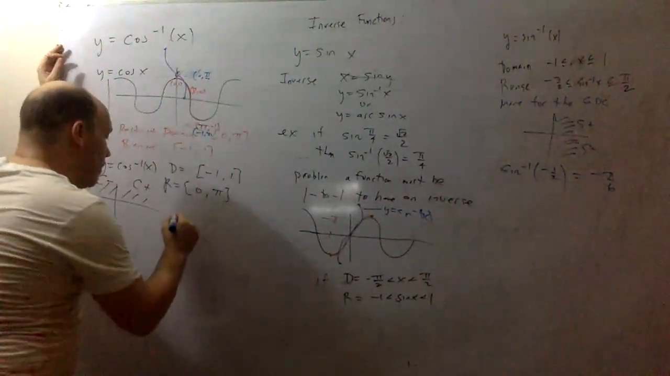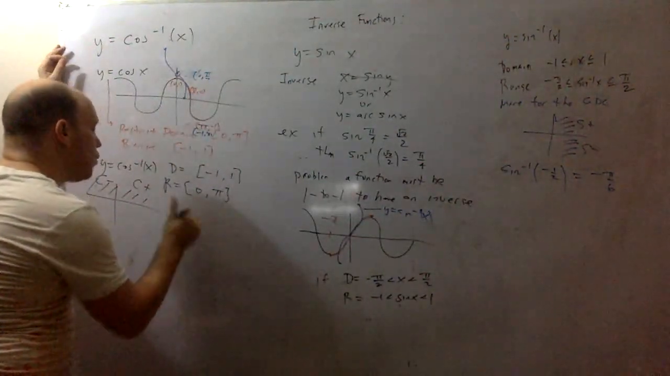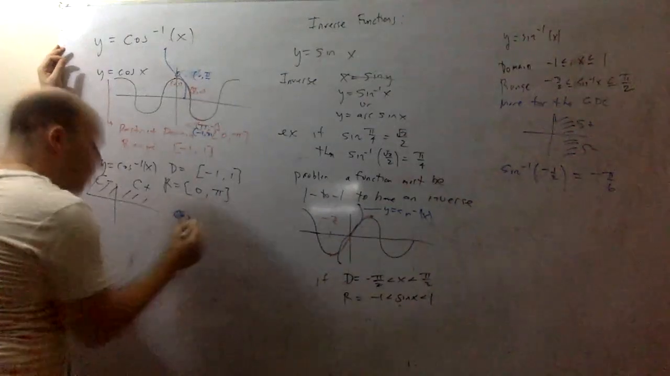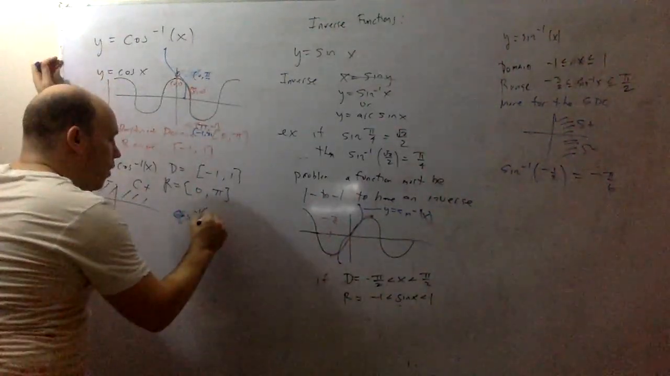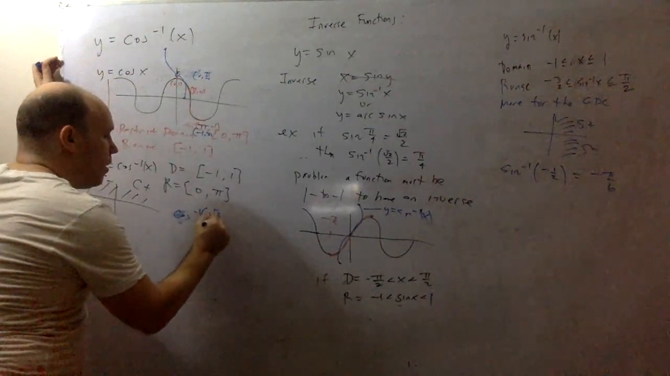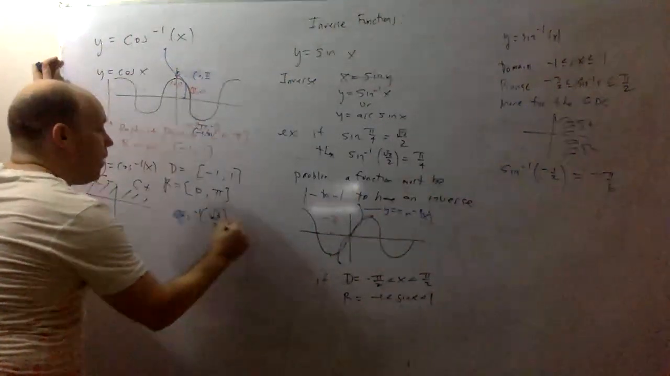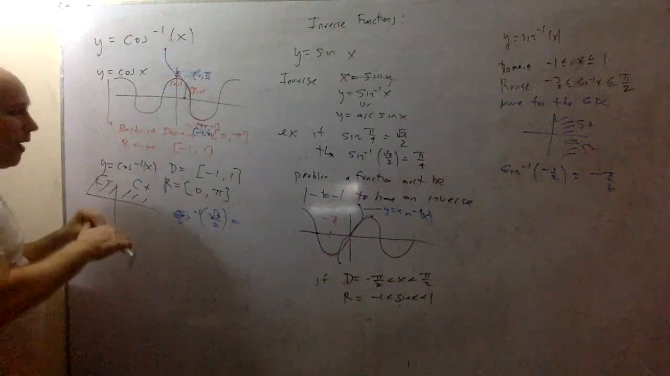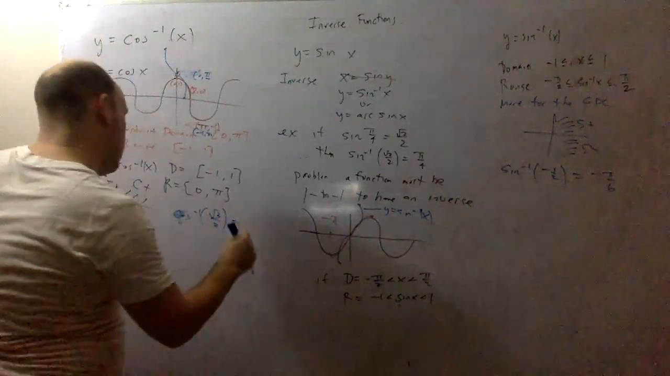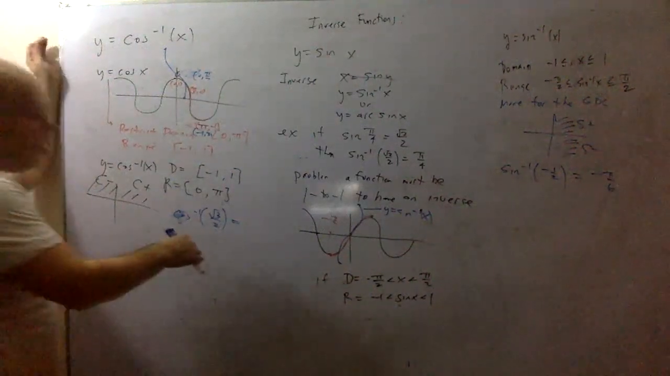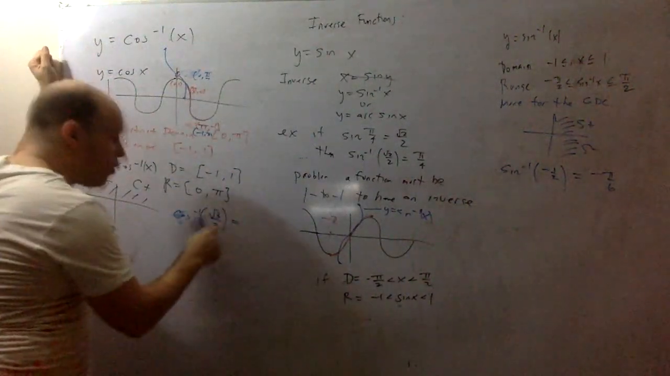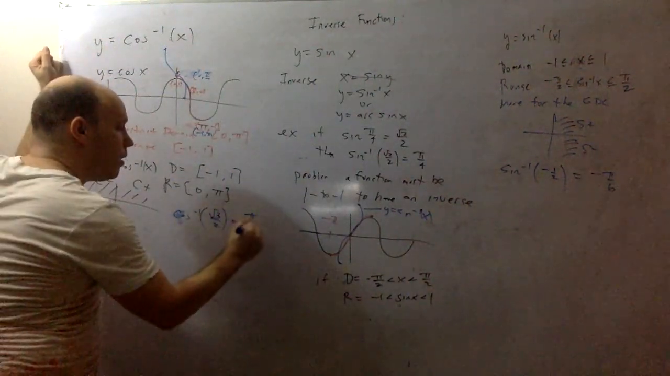So what is the inverse cosine of radical 3 over 2? And we know that is 1/2. No, it's not 1/2. Radical 3 over 2, so we know it's 30 or pi over 6.